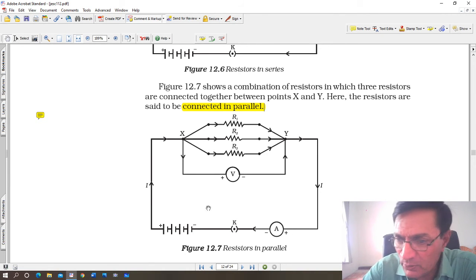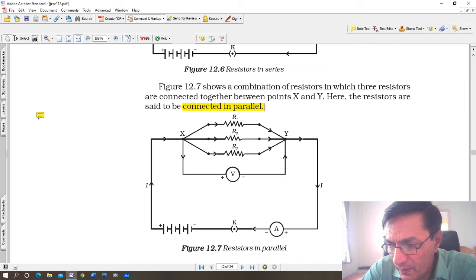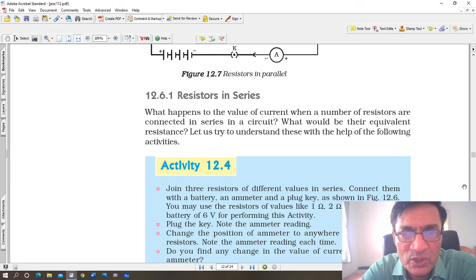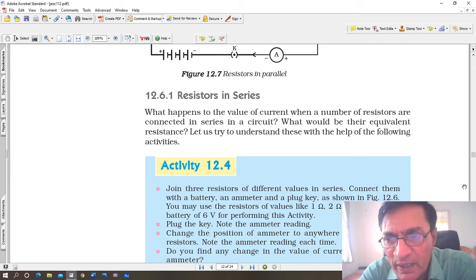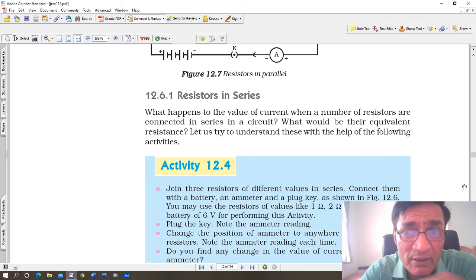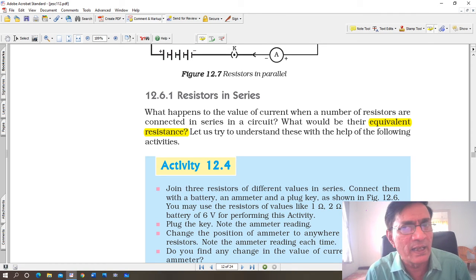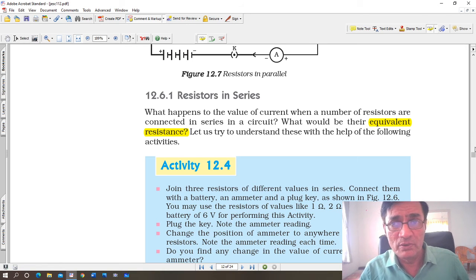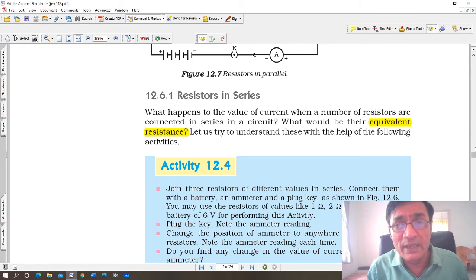Okay, now let's go ahead. Resistors in series. What happens to the value of current when a number of resistors are connected in series in a circuit? What would be the equivalent resistance? That's the key word out here. Okay, equivalent resistance. What would be the equivalent resistance when all the resistors are connected in series, R1, R2, R3? The resistance will increase. The total resistance of the circuit will increase.